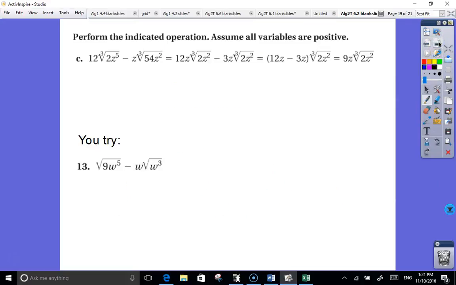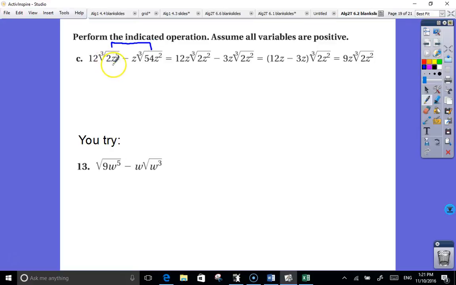Okay. Perform the indicated operation. Assume all variables are positive. So again, what's the operation going on here? Subtracting radicals. What has to be true in order to add or subtract radicals? They have to be like radicals. They have to have the same index and the same radicand. If you look at these two radicals, they don't, so you have to simplify. And that's what they're doing.